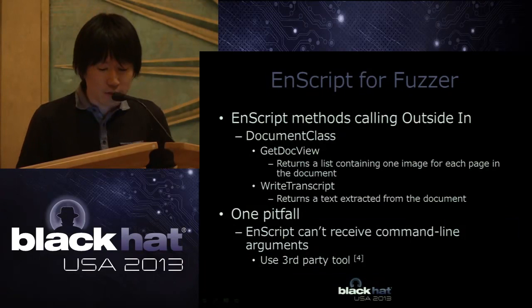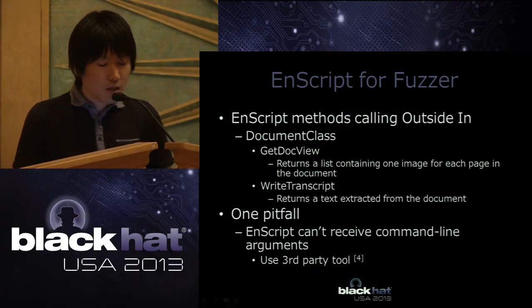We have two methods to call Outside In functions using the EnCase EnScript: GetDocView and WriteTranscript in the document class. I wrote an EnScript to call both of the methods. And for your information, usually an EnScript cannot receive command line arguments from EnCase, so I used a third-party tool to pass arguments to the script.